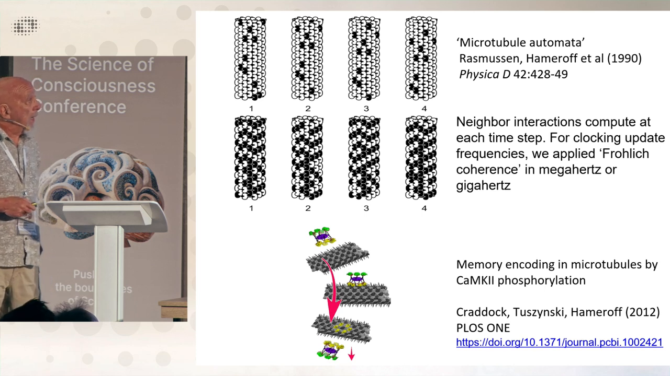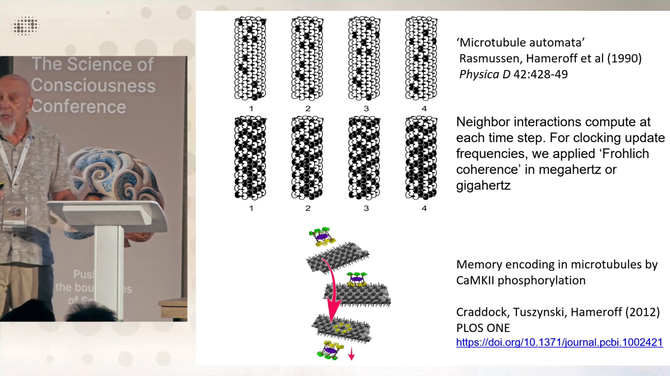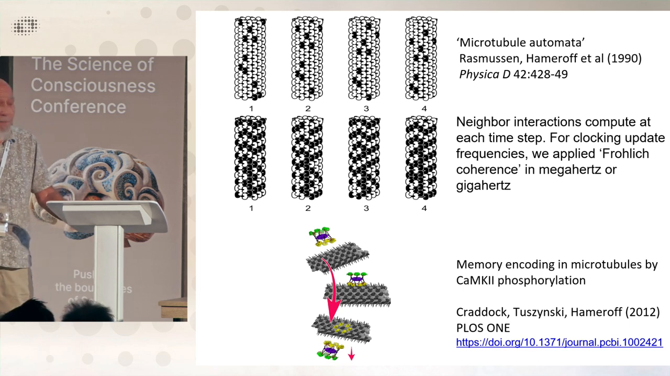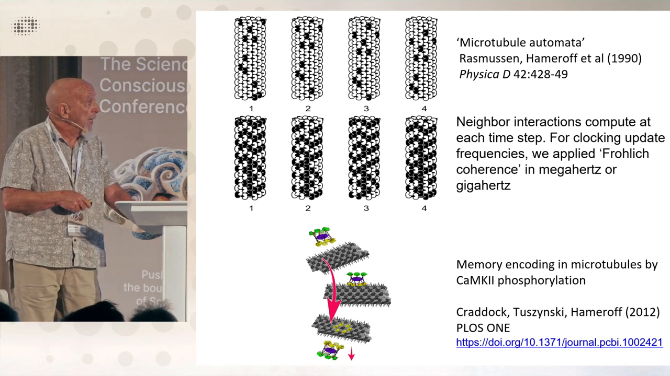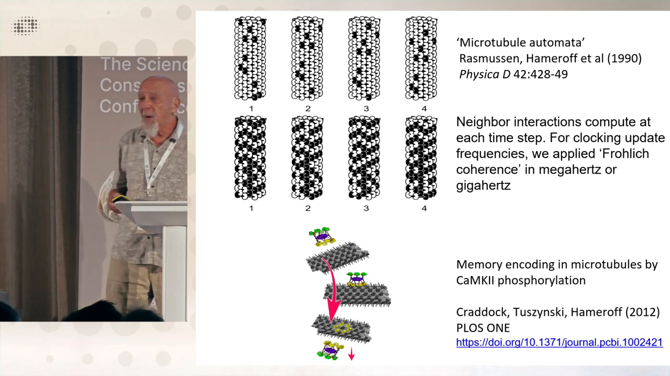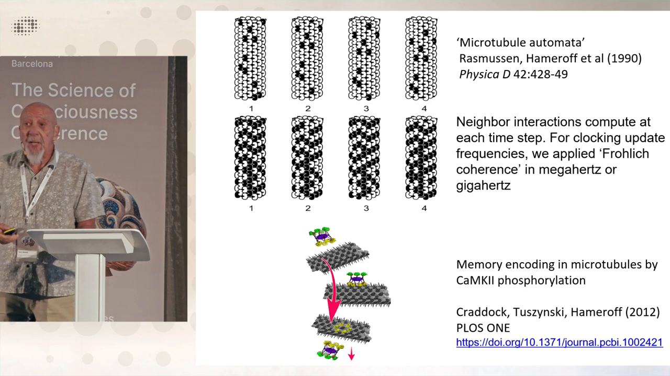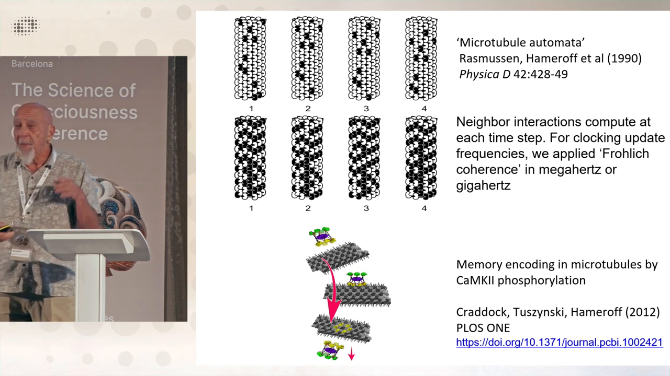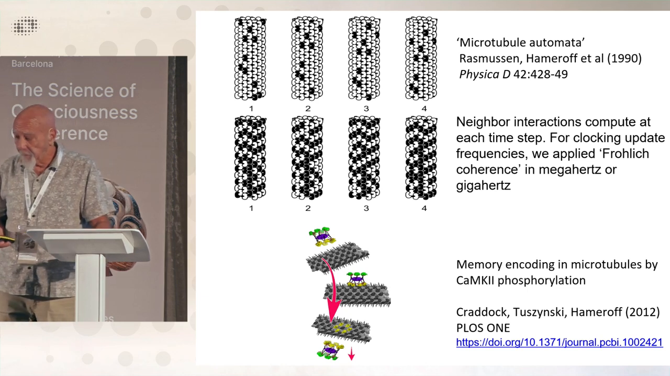And for clocking updates back in the 90s, we applied Fröhlich coherence in megahertz or gigahertz, which is a theory. Now we know megahertz and gigahertz occur in microtubules thanks to the work of Anirban. And we also published the idea that memory is encoded in microtubules, for example, by CaMKII phosphorylation. The idea that synapses encode memory can't be right because synaptic proteins last hours to days and memories last lifetimes. Dendritic microtubules are quite stable, the lattice is preserved, and they are by far the most likely place for memory.